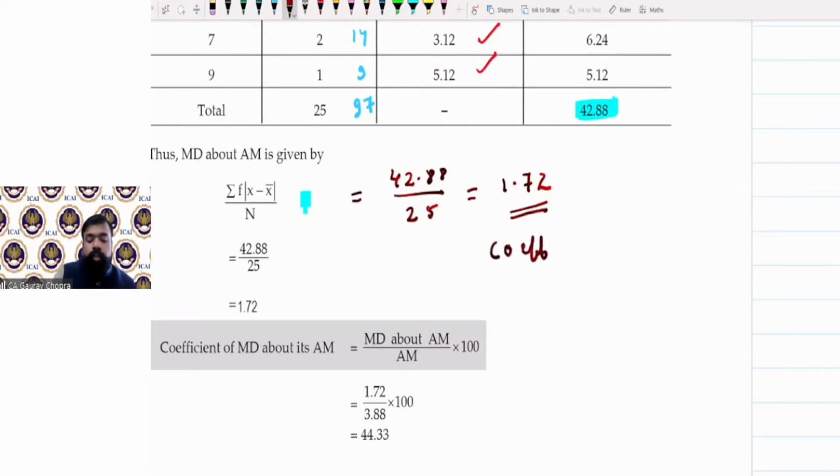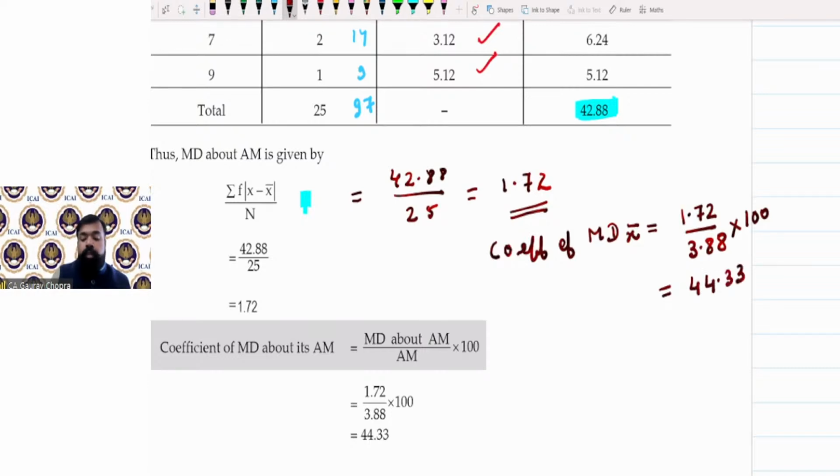Then it is coefficient of mean deviation from mean. So what is the mean deviation? Mean deviation is 1.72 divided by mean. Mean is how much? 3.88. Then multiply by 100. You will get the answer as 44.33. 44.33 becomes the answer. All right. So in this way, you can calculate mean deviation in discrete series.